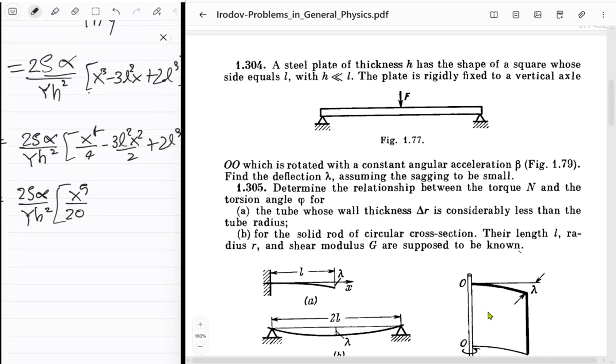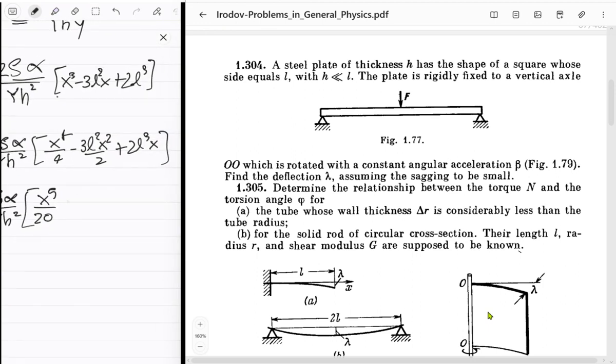2 rho alpha upon E h squared, x power 5 upon 20 minus, so you got x cube upon 3, right? Okay, L squared x cube upon 2 plus L cube x squared. Awesome.